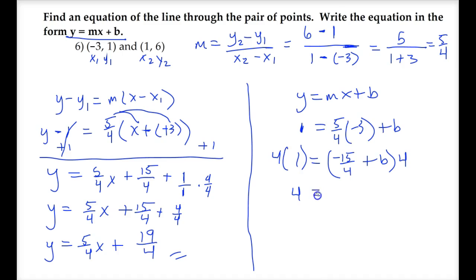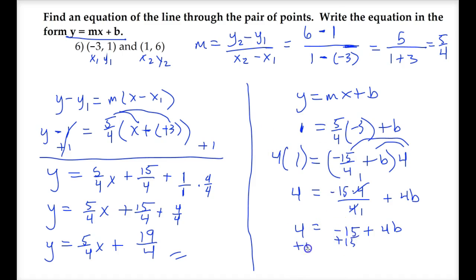And so here we know that 4 times 1 is 4. And over this way, we're going to distribute to both terms. And so if we take 4 and multiply it times -15 over 4, that's the same as saying -15 times 4 over 4, plus 4 times b is just 4b. And notice that these 4's right here will reduce to 1, which will just leave you with -15 plus 4b. And so now from there, we just need to solve for b. So we add 15 to both sides.